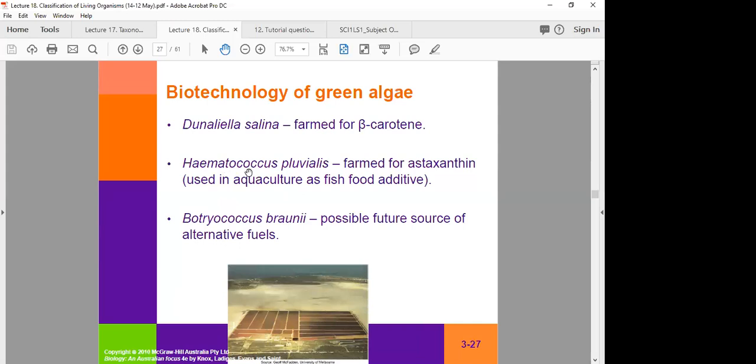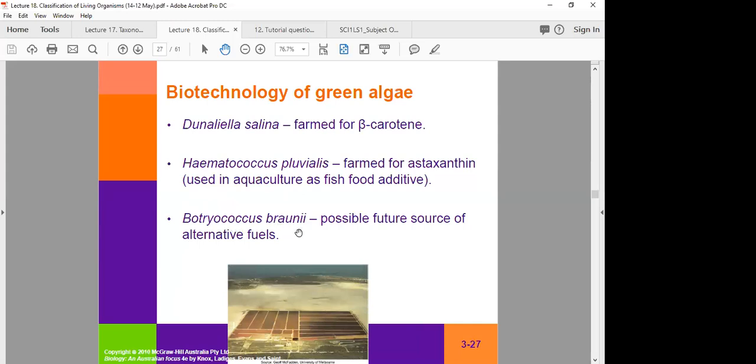Another example, Haematococcus pluvialis is farmed for a substance called astaxanthin, which is used in aquaculture as a fish food additive. I think Darren and Brad should be presenting this slide. What do you think, guys? Maybe next semester.